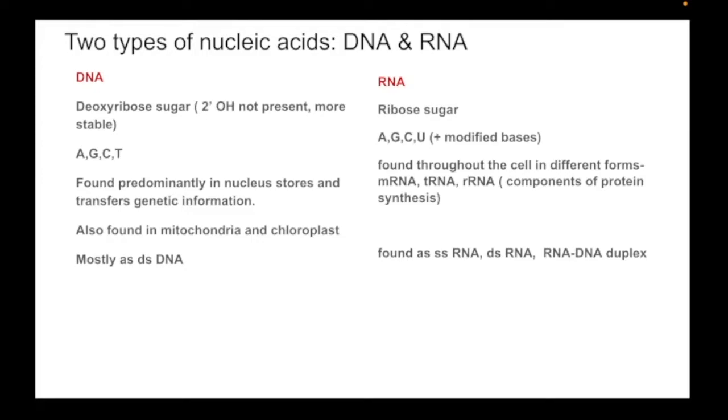mRNA is also known as coding RNA. Transfer RNA acts as an adapter molecule and it brings the amino acid during protein synthesis, and ribosomal RNA forms the ribosomes. DNA mostly occurs in the double-stranded form, whereas RNA may be single-stranded or double-stranded or can be present in RNA-DNA duplex form.